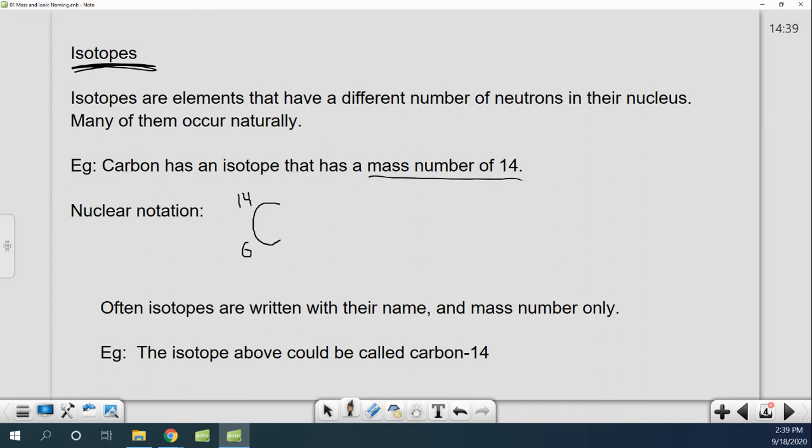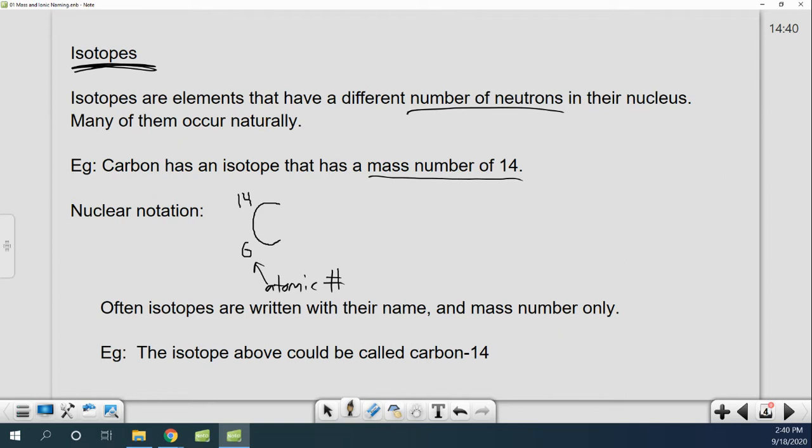Now we know it's still carbon because the atomic number hasn't changed. It's still 6. But now it weighs something different. So an isotope is the same element with a different weight, a different mass. Which means if you haven't changed protons, what have you changed? Number of neutrons. It's the only thing you can change if you want to change the mass, because electrons don't count.